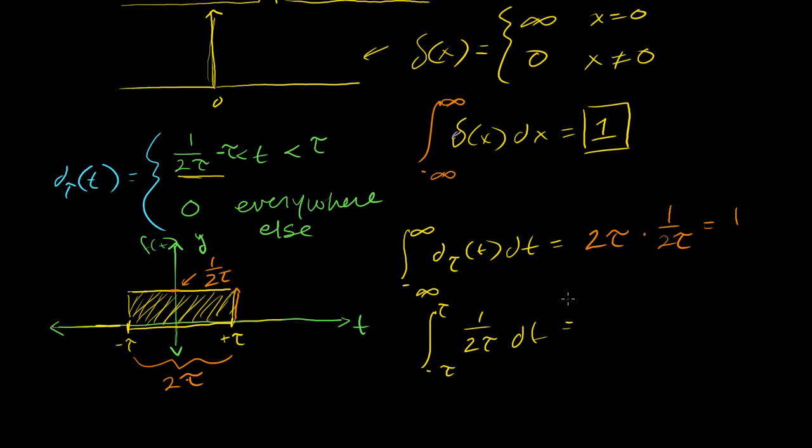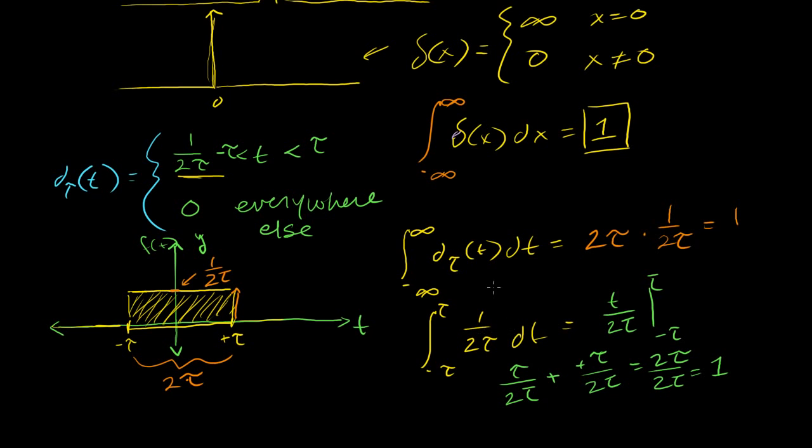You could evaluate this. You take the antiderivative of 1 over 2 tau, and, just to satiate your curiosity, you get t over 2 tau. You have to evaluate this from minus tau to tau. When you put tau in there, you get tau over 2 tau, and then minus minus tau over 2 tau. So you get tau plus tau over 2 tau. That's 2 tau over 2 tau, which is equal to 1. Maybe I'm beating a dead horse. I think you're satisfied that the area under this is going to be 1, regardless of what tau was.